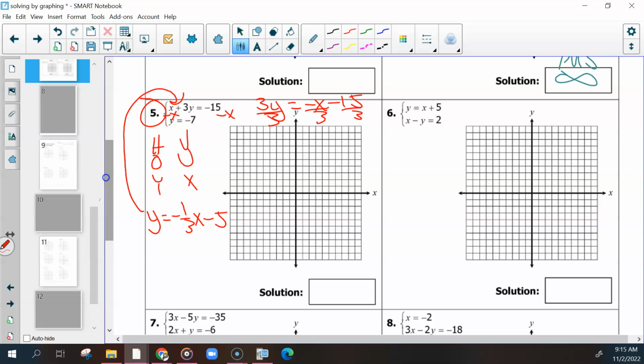It does not matter which one you graph first, they just both need to be graphed. So let's say I graph this one first. Start at -5. And then my slope is negative. Go up 1, left 3 as many times as possible. And down 1, right 3 as many times as possible. That would be one of your equations or one of your graphs.